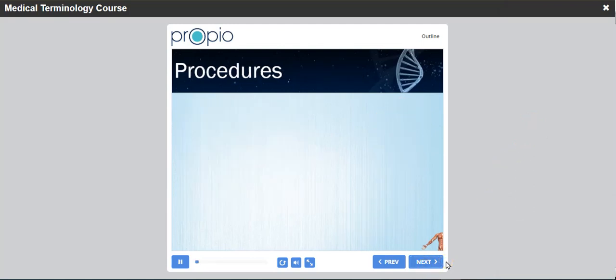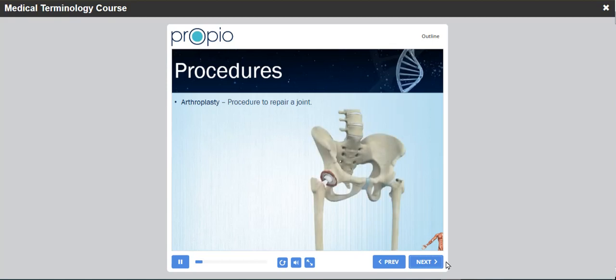Let's talk about sample procedures. Arthroplasty is a procedure to repair a joint.